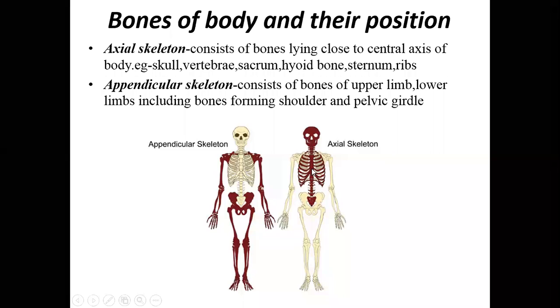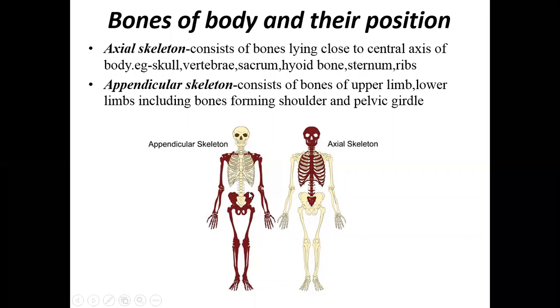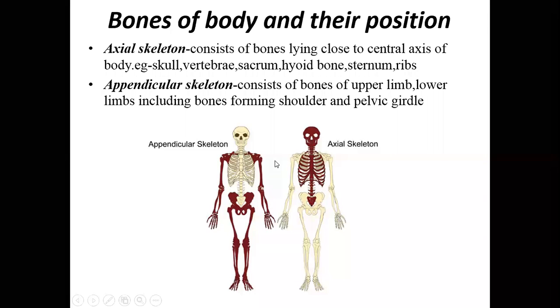Appendicular skeleton. They are the bones of the upper limb and lower limb, which also includes an area here called the shoulder girdle, which is close to the upper limb, and the pelvic girdle, which is close to the lower limb. So two types of skeleton: axial skeleton and appendicular skeleton.